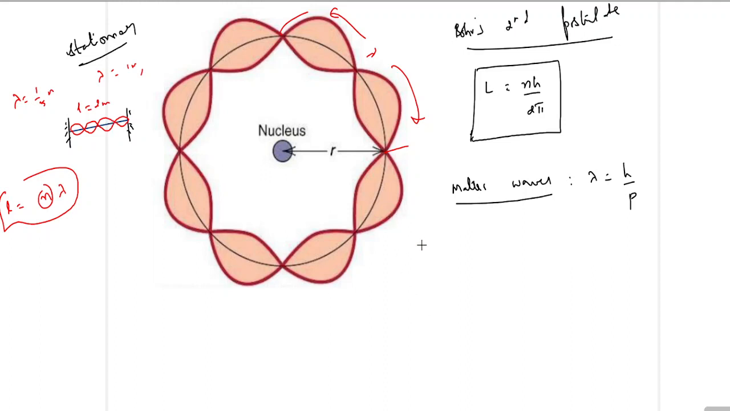Use the same idea here. The length available in this case is its circumference, which is 2 pi Rn, where we'll call it a general case Rn, the nth radius. So 2 pi Rn is equal to n times lambda. This is the equation for the condition for standing waves, where 2 pi Rn is n into lambda.